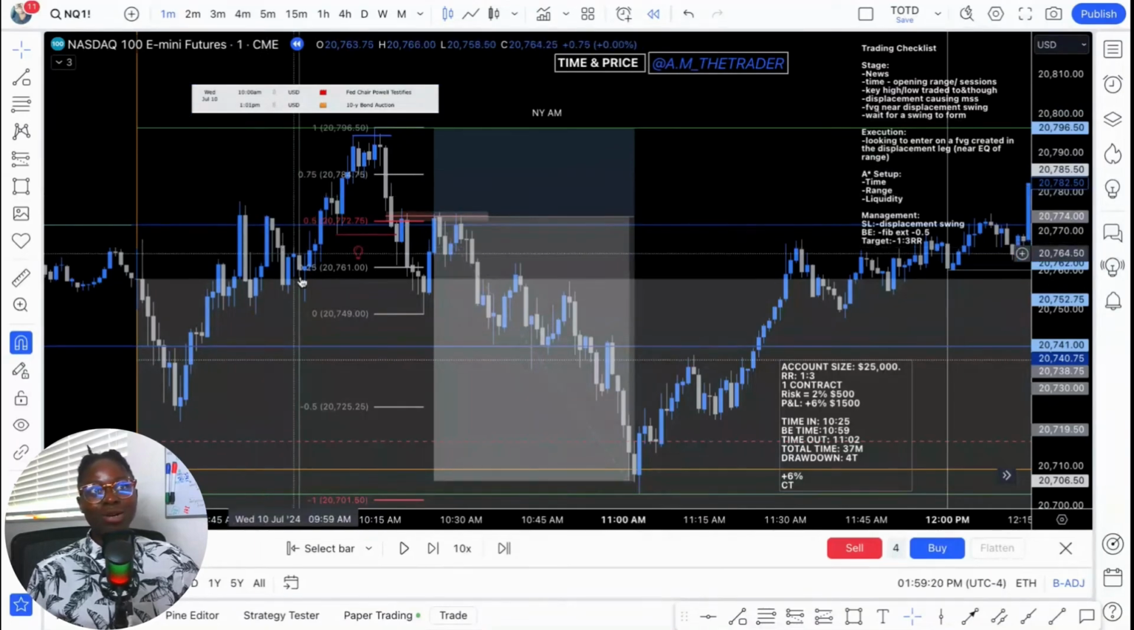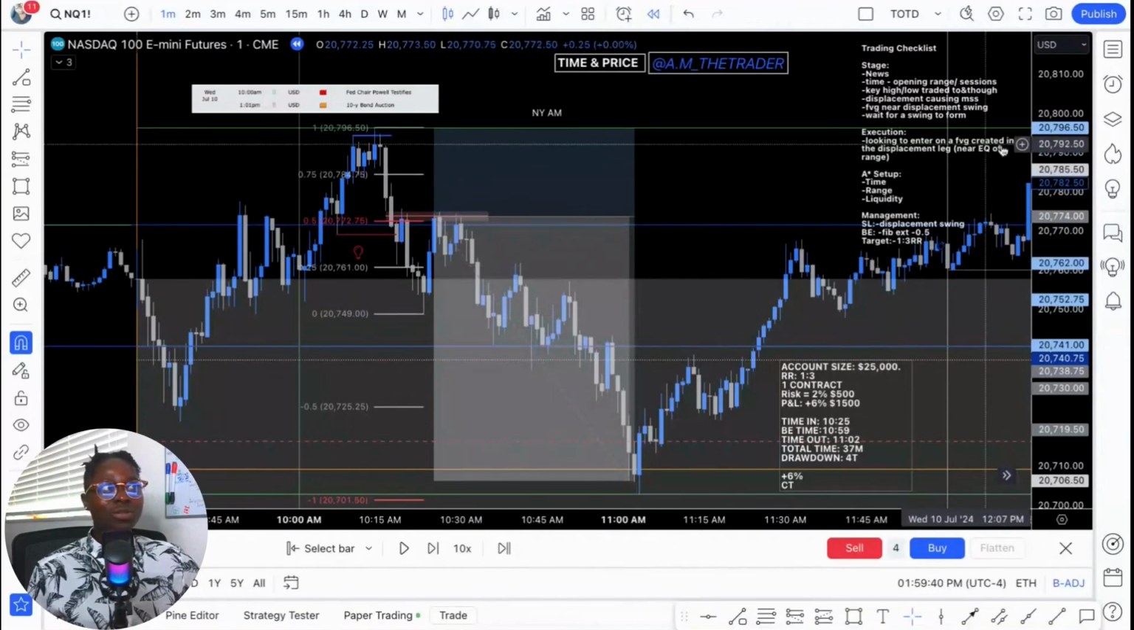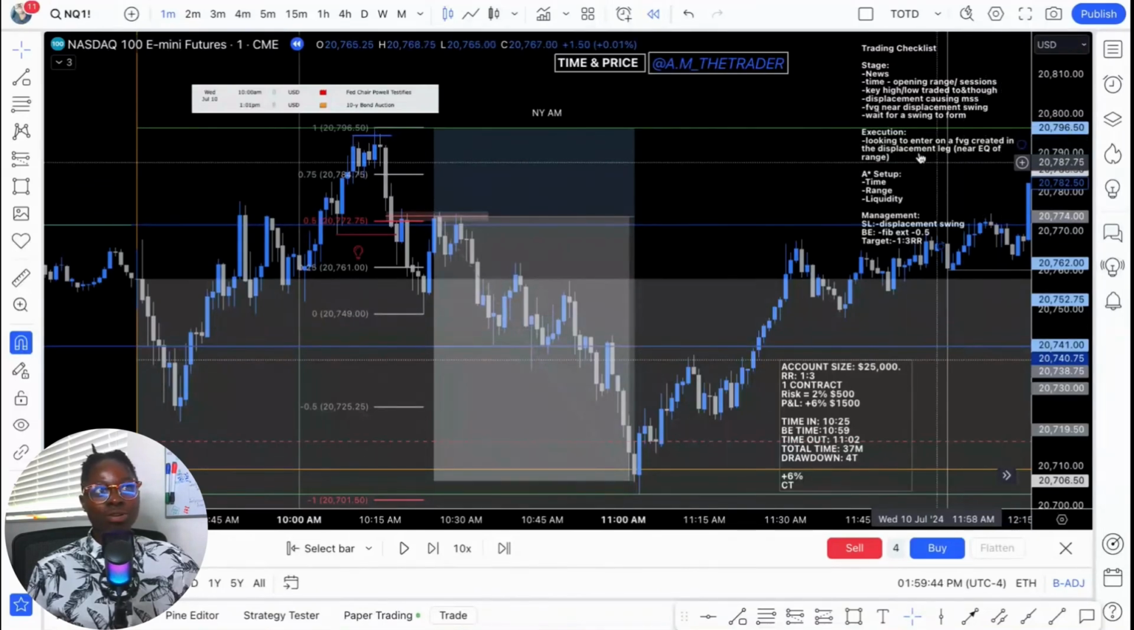And see post 10 o'clock, we have price trade above a key high, take liquidity above a key high, displacement lower causing a market structure shift below the key high. The displacement leg has a fair value gap, SIBI, near the swing high. We wait for a swing low to form to anticipate execution. For execution, we're looking to enter on the fair value gap created in the displacement leg that took structure near the equilibrium of the range.